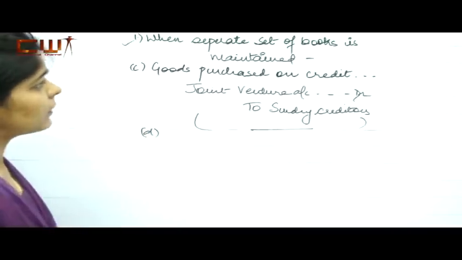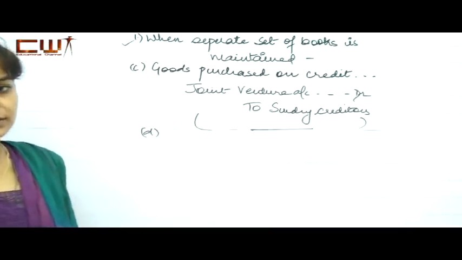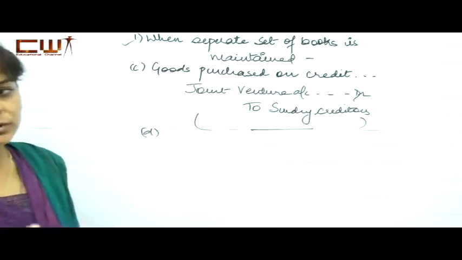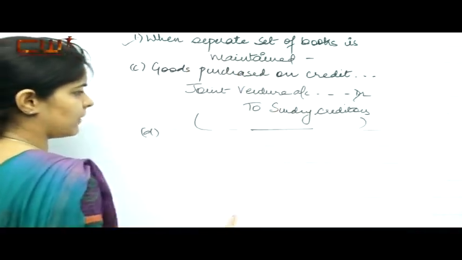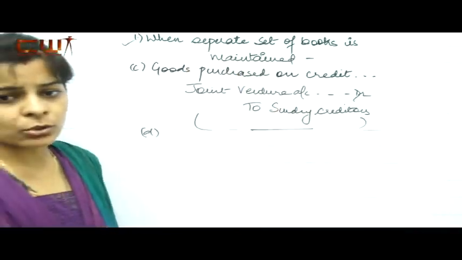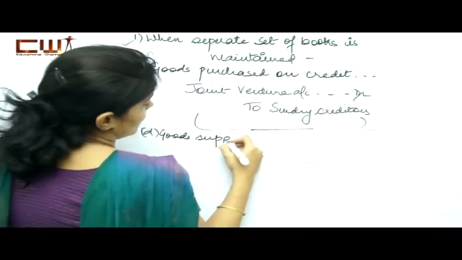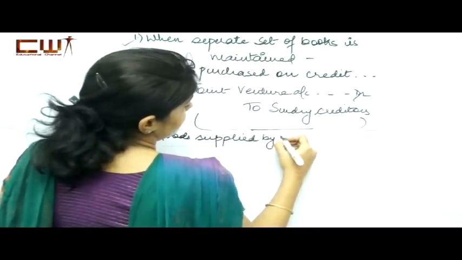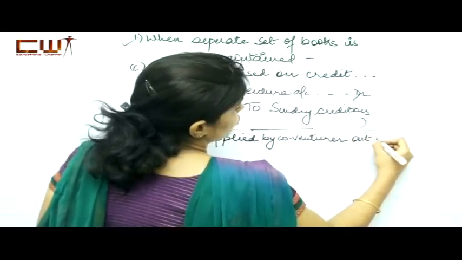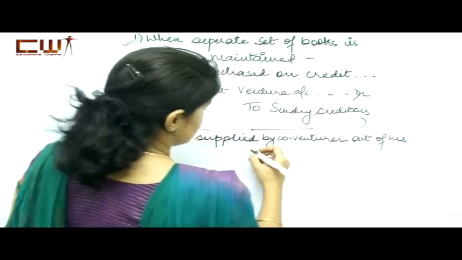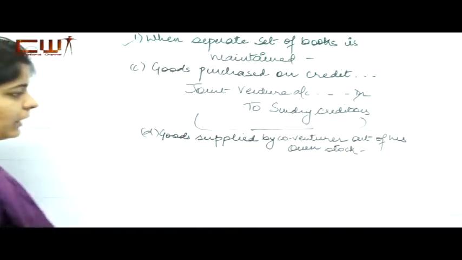Next, an entry that might be asked, something general in nature, is goods supplied by the co-venturer out of his own stock. There is no sundry creditor from outside. The co-venturer is supplying his own stock. So, goods supplied by the co-venturer out of his own stock, what entry could this be?